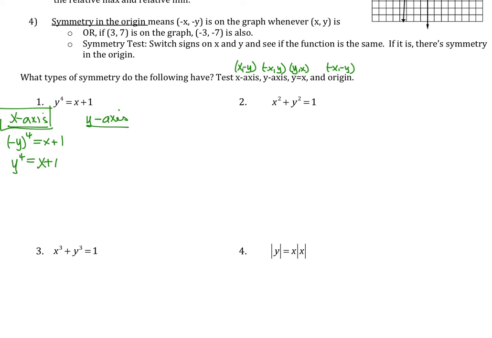Next, I'll test out the y-axis. So I plug in negative x for x, and there's really no simplifying left to do. That's all I have, and it's not equal to my original. So we do not have symmetry in the y-axis.